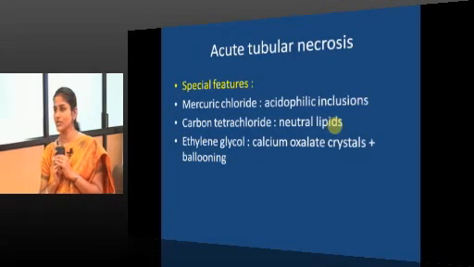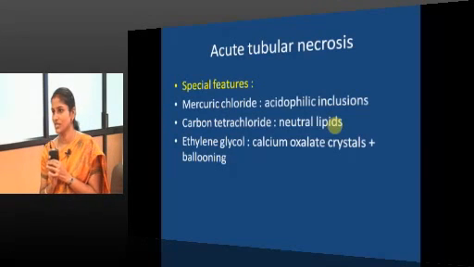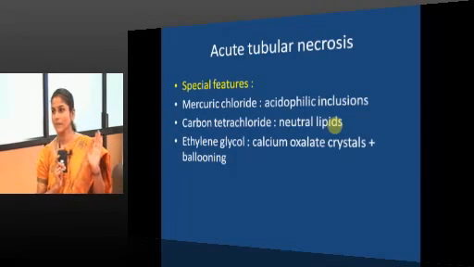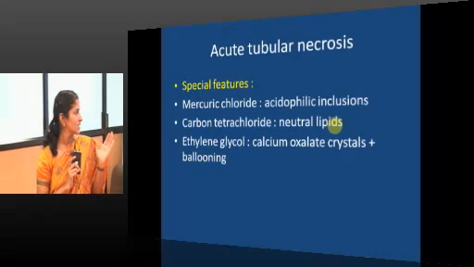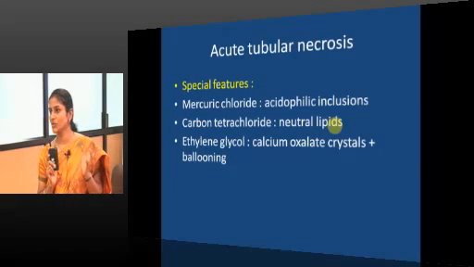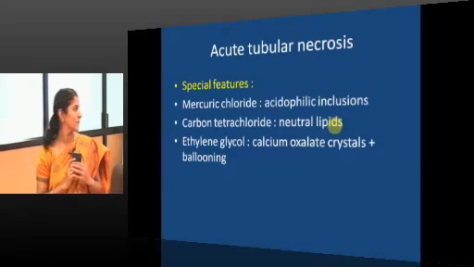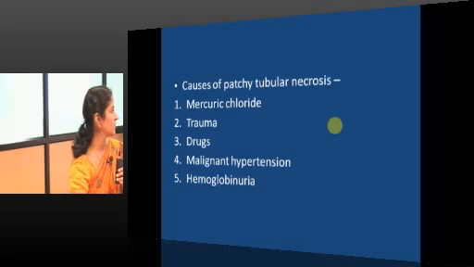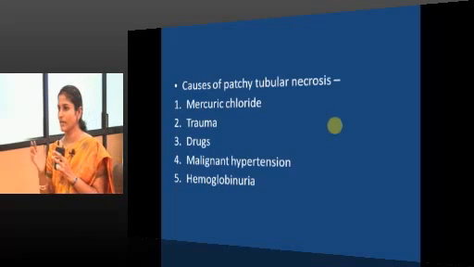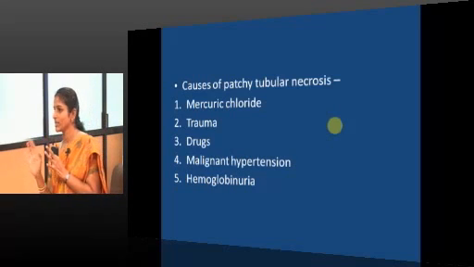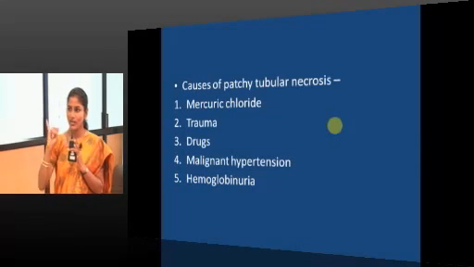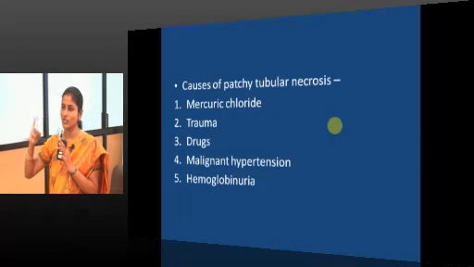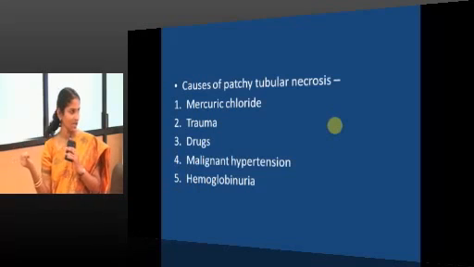So, apart from this, certain toxins will have special features like mercury chloride having acidophilic inclusions, carbon tetrachloride presenting with neutral lipids in the tubular epithelial cells, or ethylene glycol having calcium oxalate crystals. Causes of patchy tubular necrosis. Patchy tubular necrosis due to ischemia. So, mercury chloride that will be the cause for toxic tubular damage.